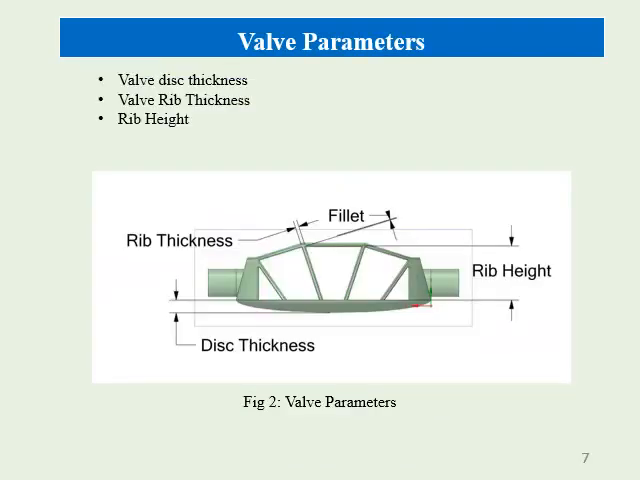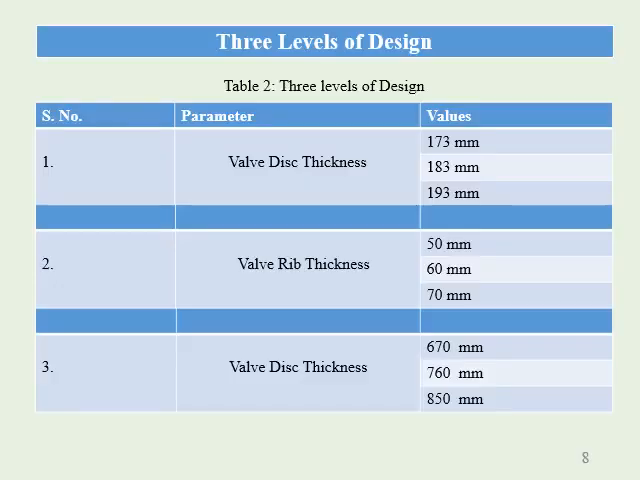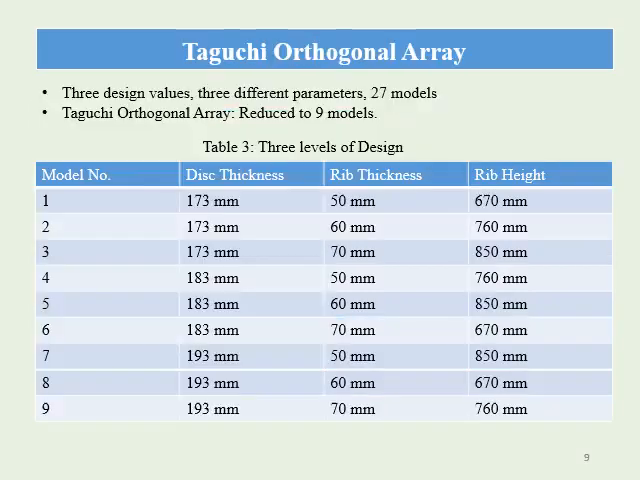Valve parameters. We selected three major valve parameters: the valve disc thickness, the valve rib thickness, and the rib height, as you can see in the picture. To design the butterfly valve, we used three values for each of the three parameters, giving a total of 3 times 3 times 3, that is 27 different combinations. To reduce this to only 9 combinations, we used the Taguchi orthogonal array.